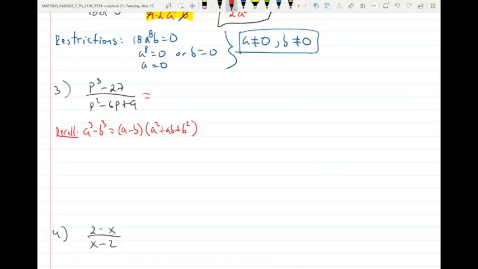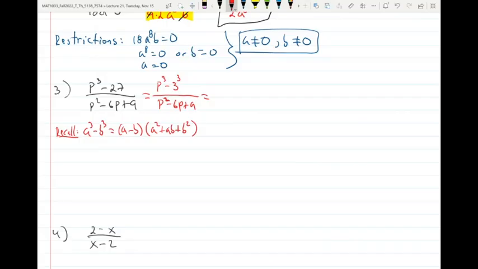So now we just need to know what's our a and what is our b in the problem. So what's a in this case? P. And what is b? Is 3. So you understand this? 27 is 3 cubed. Yes? So you can think of this as, okay, I'm going to write an extra step here. You can think of it as p cubed minus 3 cubed. Again, this step is not really necessary, but typically you do that in your mind.